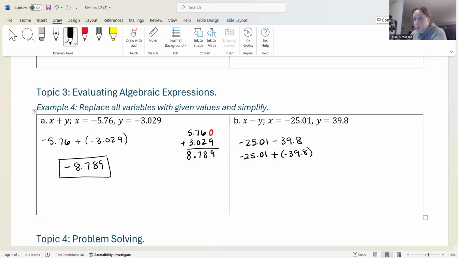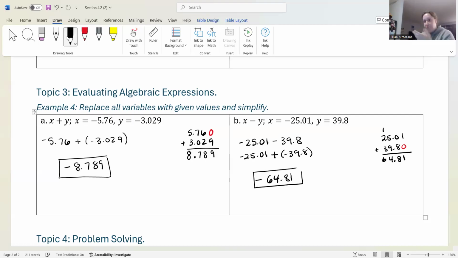So again, we're in a situation where we're adding two numbers that are both negative. So off to the side, let's add. We have 25.01 plus 39.8. Don't forget your filler 0. And we're going to add column by column. So 1 plus 0 is 1. 0 plus 8 is 8. Drop down your decimal. 5 plus 9 is 14. So I'm going to keep a 4, carry a 1. 3 plus 2 plus 1 is 6. So we know we have 64.81, but remember, both of our numbers were negative to start with. So this is negative 64 and 81 hundredths.